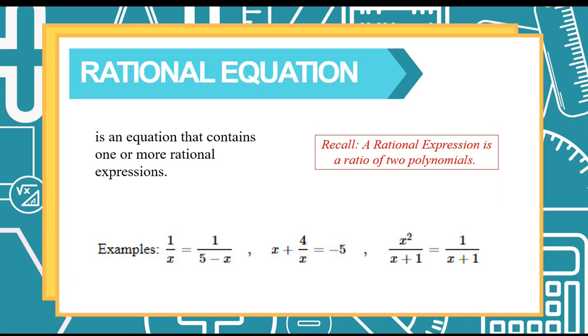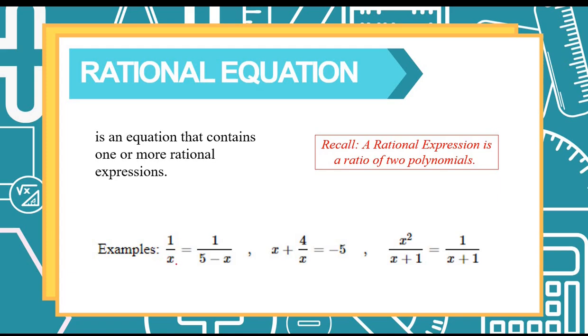A rational equation is an equation that contains one or more rational expressions. Recall that a rational expression is simply a ratio of two polynomials. Some examples of rational equations are given here below on the slide.